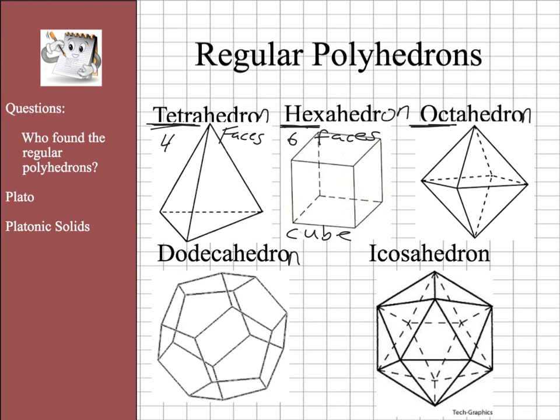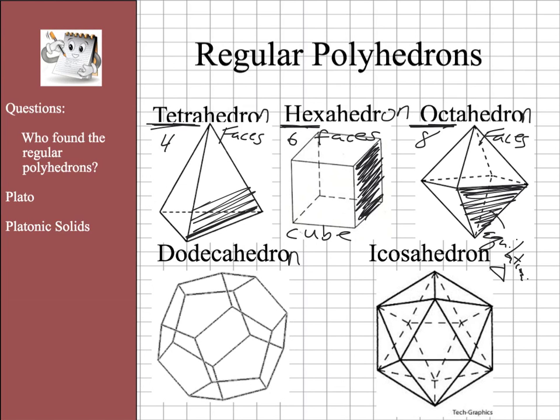Oct. Oct is 8. So that has 8 faces. The faces on this are equilateral triangles. Okay, so that's an equilateral. For hex, that was squares. 6 faces of squares. Tetrahedron is 4 faces of equilateral triangles.